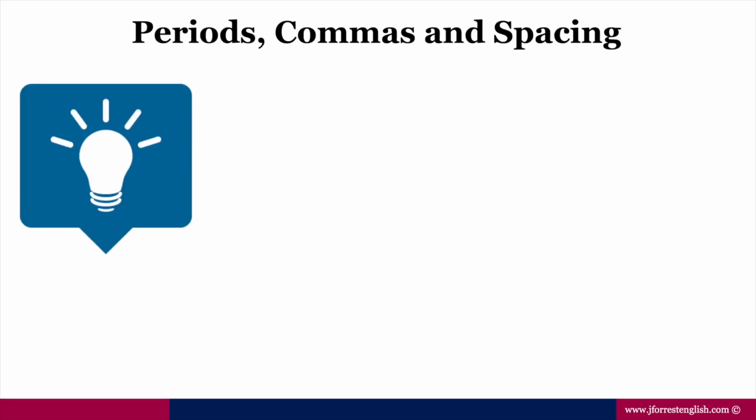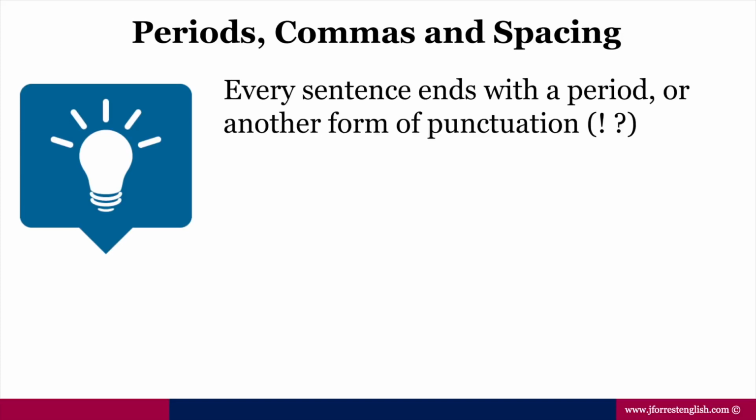Now let's take a look at periods, commas, and spacing. So every sentence ends with a period or another form of punctuation. So of course, a period is the dot, right? This is a comma. This is a comma, okay? This is a period. Now this is an exclamation point, and this is a question mark. Exclamation point, question mark, okay?